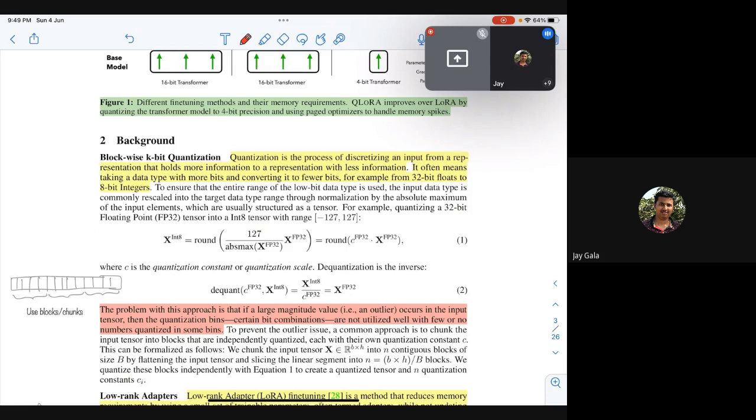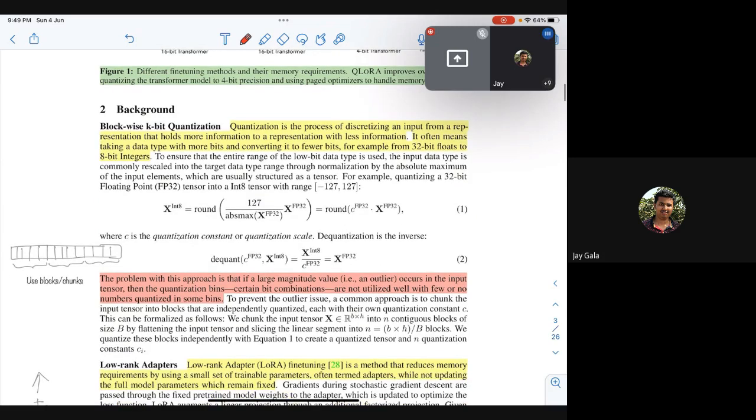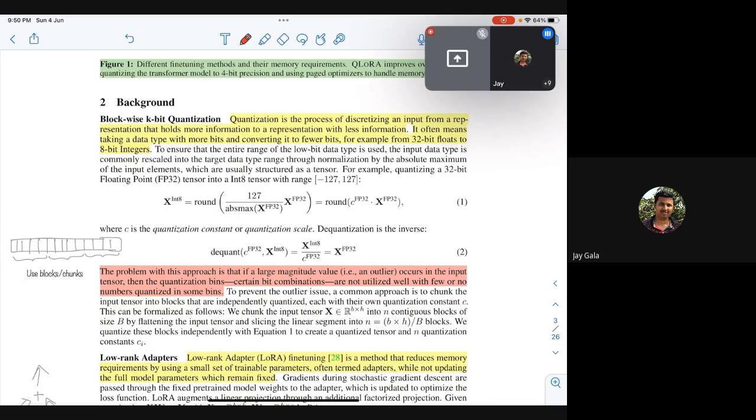And in this case, C of FP32 is nothing but a quantization scalar, which determines how much my input should be scaled. When you want to dequantize, you just divide by that scalar to get back the quantized input. But one disadvantage with this approach is that it takes the absolute maximum.